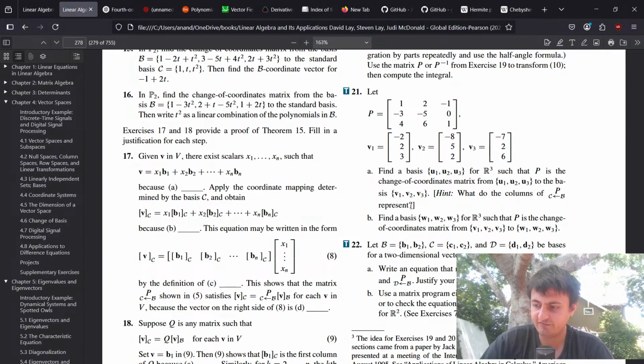So what they're saying is, let's just do the whole problem again. So if P is P from U to V, what is U? And P from U to V is going to be writing the basis U in terms of V. Okay?